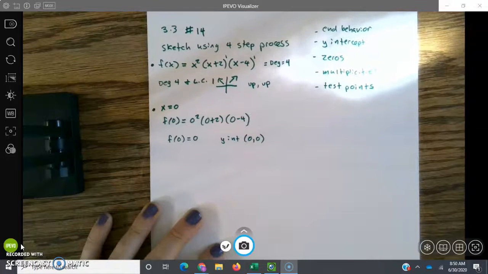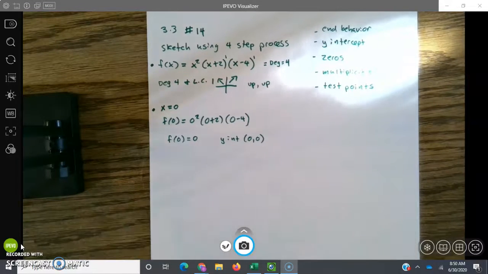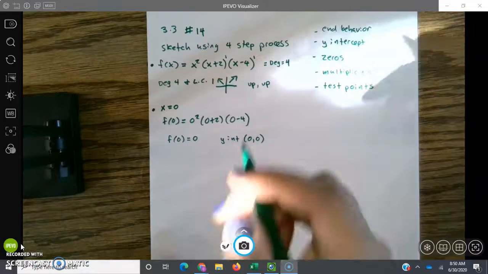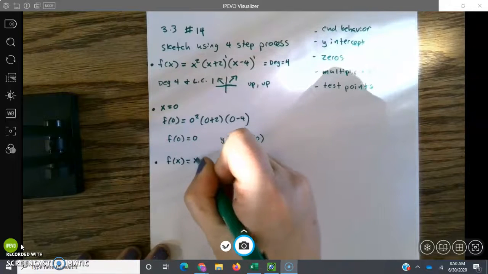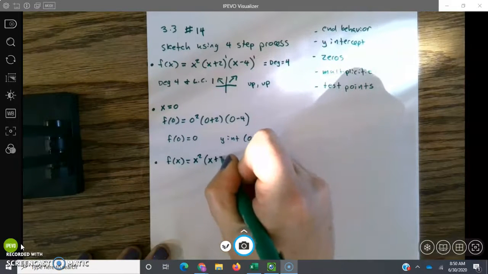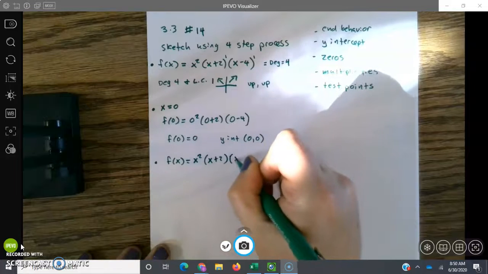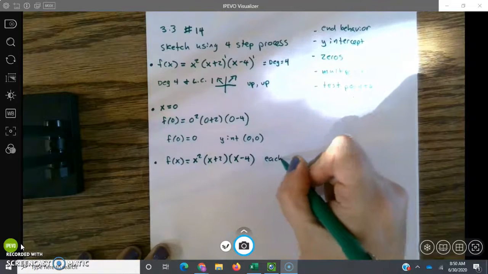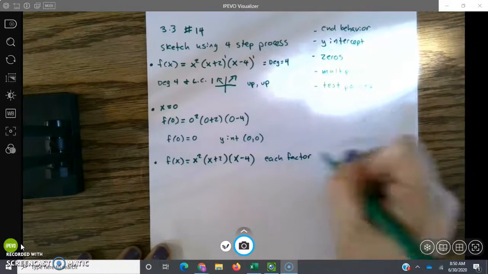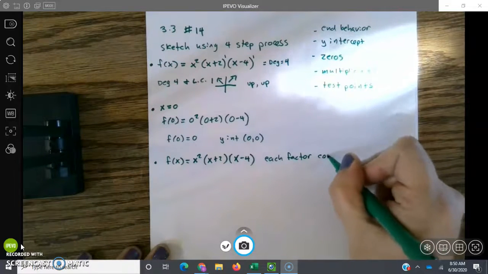Okay, then, oh, that's kind of cool. The light's shining right on what we've got to do. So that was our y-intercept. Our zeros, we need to figure out where this is crossing the x-axis. So if we look back at our original equation, each factor corresponds to a 0.